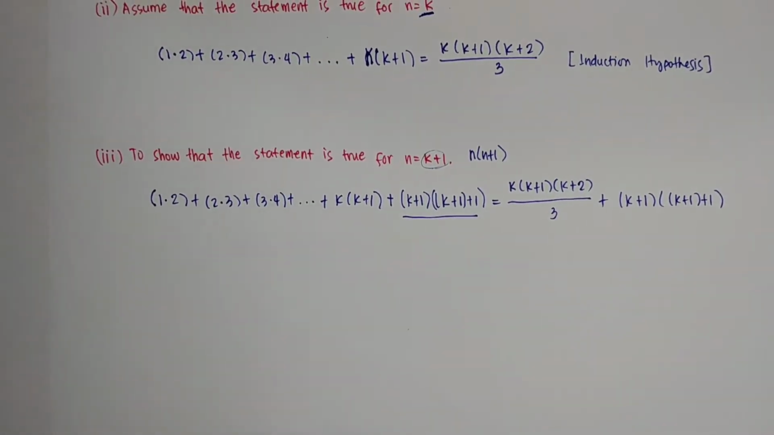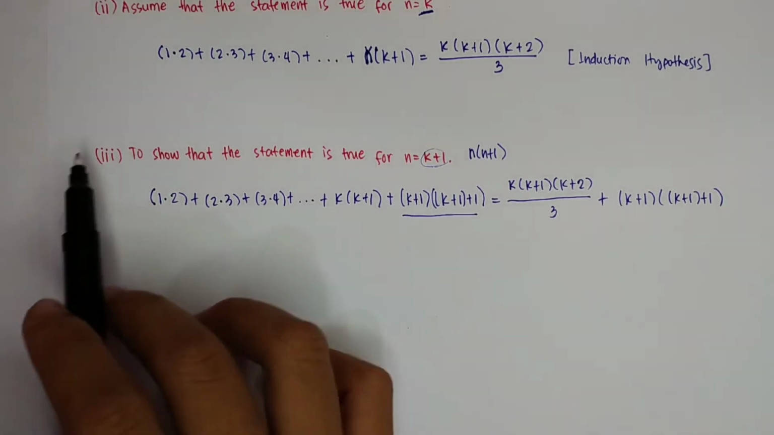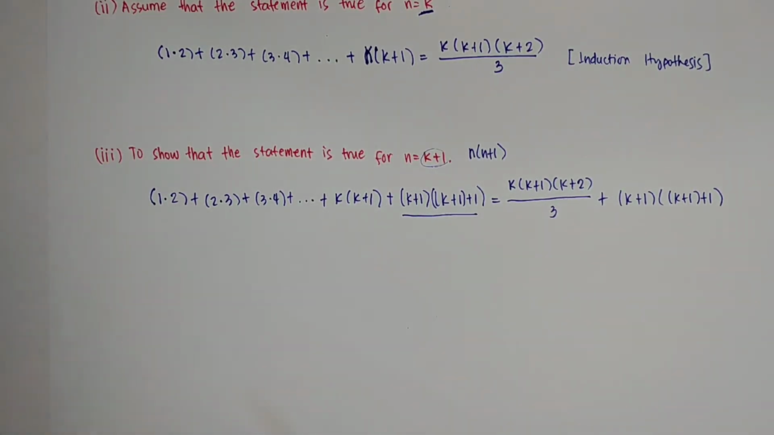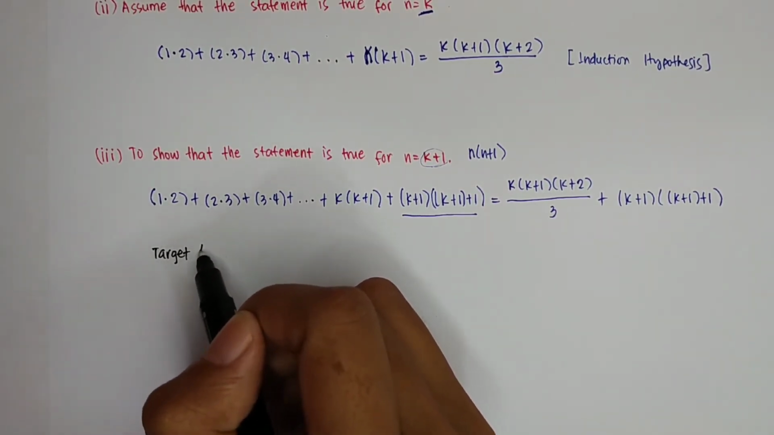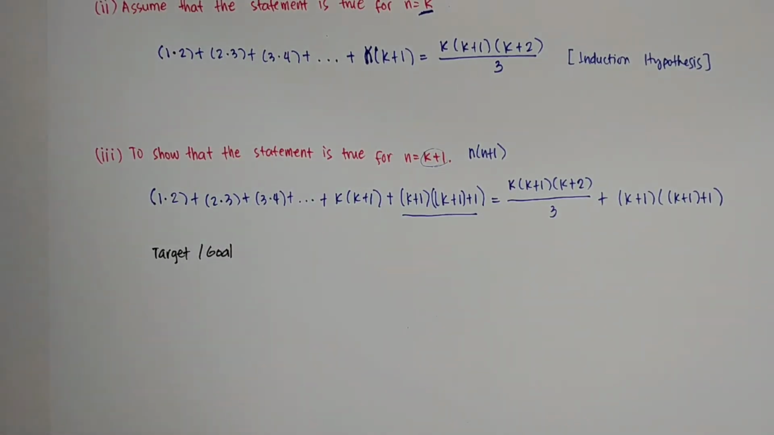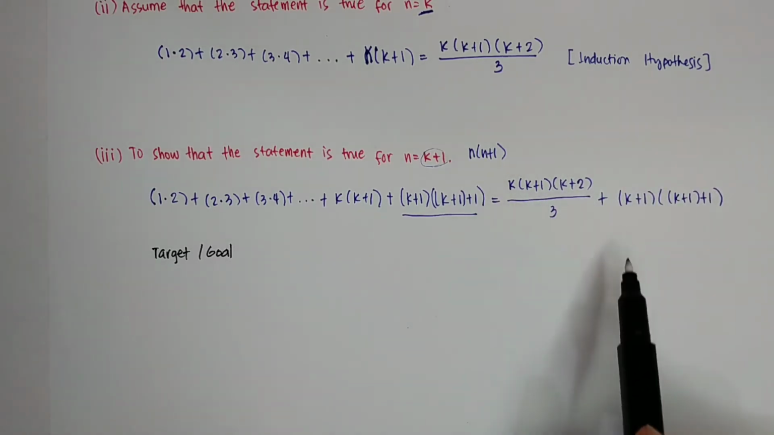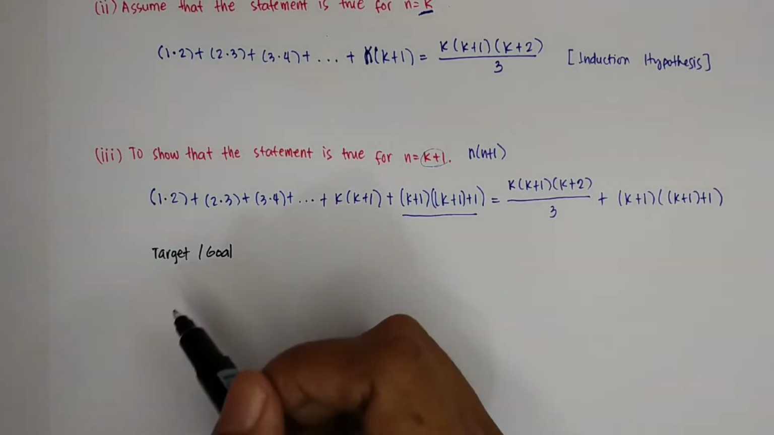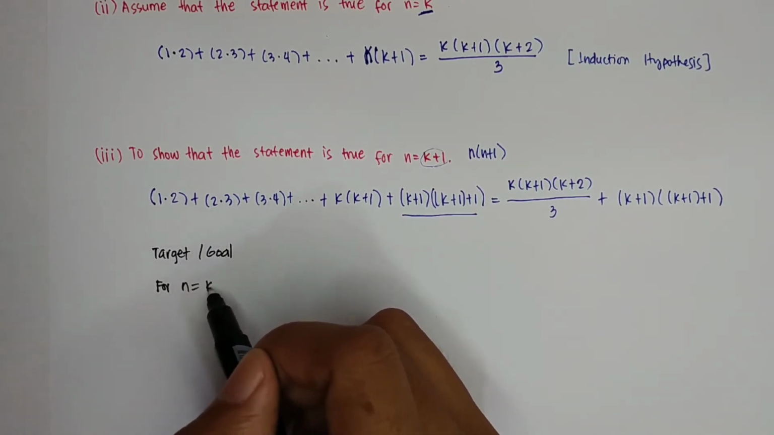By the way, may nakapagsabi sa akin na mas madali para sa kanya mag-prove ng mathematical induction if may target siya, especially sa triple I natin. So, ano nga ba yung sinasabi niyang target? Yung target natin or yung goal natin, yan yung hahanapin mo na value for your right side ng ating statement. So, that will be n is equal to k plus 1.